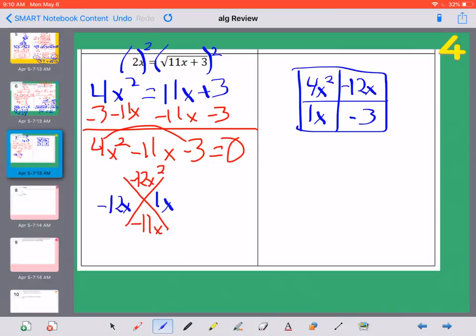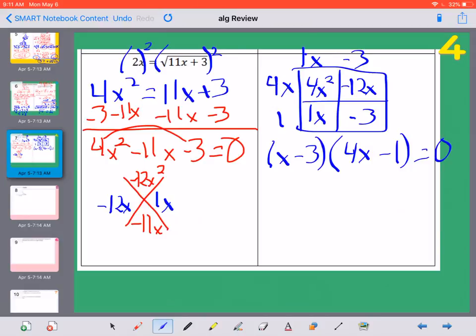So I see that one of them is 1, the other one is 12. That means I'm probably going to have my 4 here and just have a 1 here. So 1x and 4x. 4 times negative 3 is going to give me negative 12x. 1 times 1 is going to give me 1x. And then negative 3 times 1 gives me negative 3. So then what we're left with is x minus 3 and 4x minus 1 equals 0.